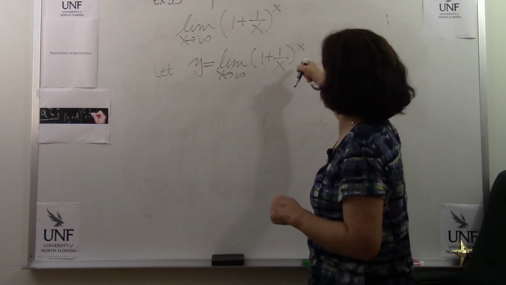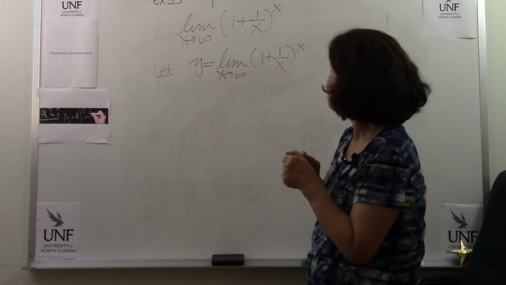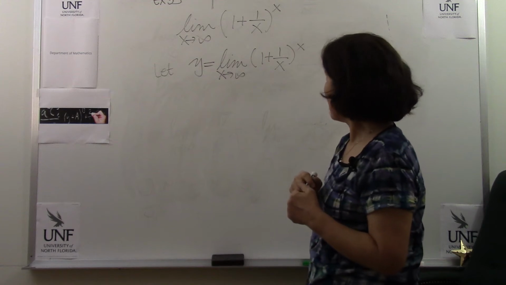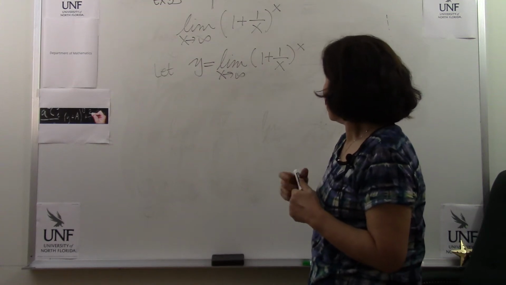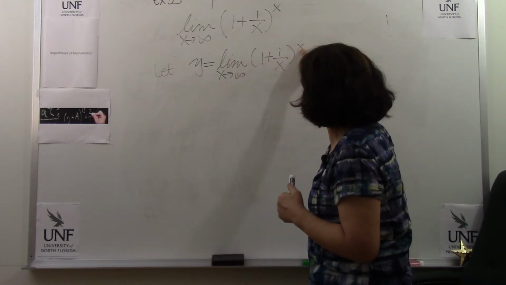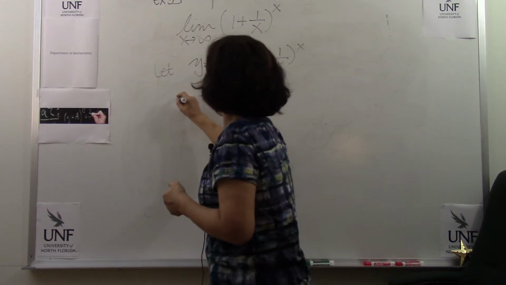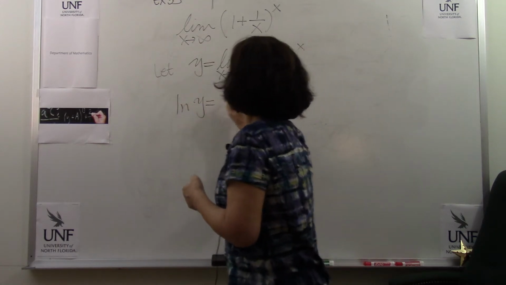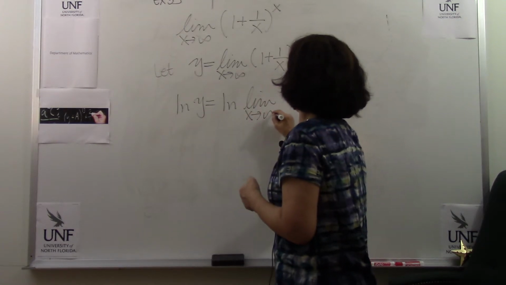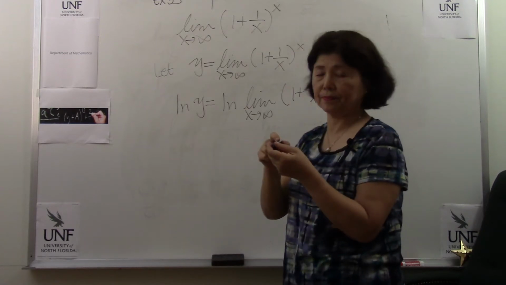And if this limit exists, yeah, sometimes you know that the limit does not exist. Okay? Well, the limit exists and we call it y. And then, well, we are going to face the same situation. This x power up here causes a problem. So we are going to take a log. ln y equals ln of the limit as x goes to infinity of (1 plus 1 over x) to the x.